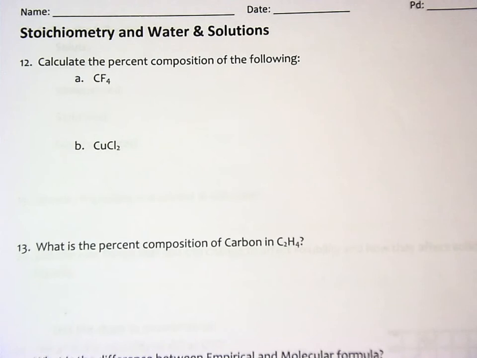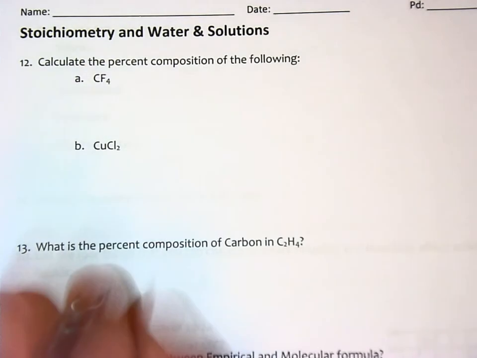Okay, so now we're looking at stoichiometry and water in solutions. Our first question here on number 12: calculate the percent composition of the following. With percent composition, I'm using molar mass. So your questions from pretty much 1 through 4 on this review, calculating molar mass, that's a big part of it. You just have to take an extra step.